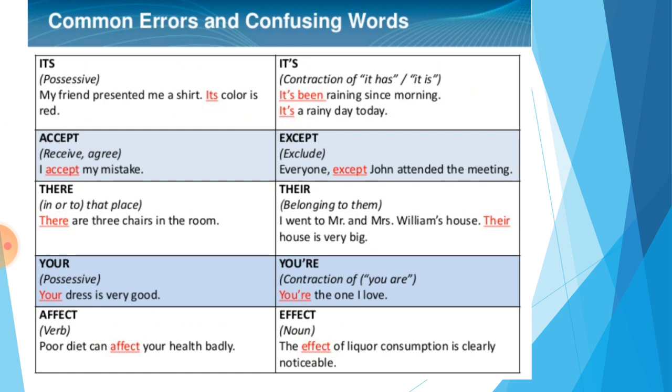Accept, except. Now we will see the difference between these two. Accept is nothing but receive or agree. Accepting something. I accept my mistake, or I agree my mistake. Now, the meaning of except is exclude. Everyone except John attended the meeting. Here, excluding John, everyone has attended the meeting.